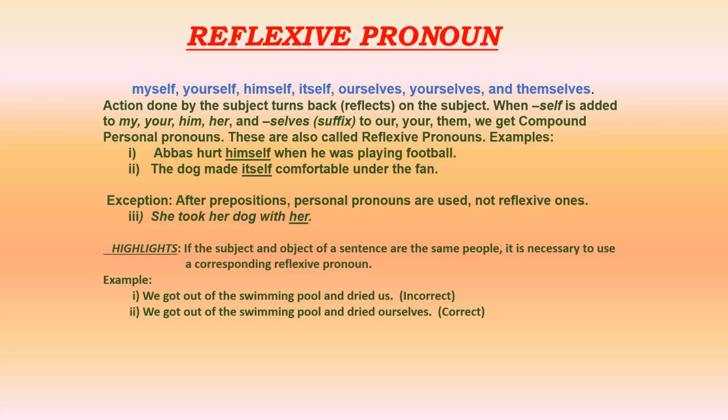If the subject and object of a sentence are the same people, it is necessary to use a corresponding reflexive pronoun. We got out of the swimming pool and dried us. This is an incorrect form. It will be, and dried ourselves.